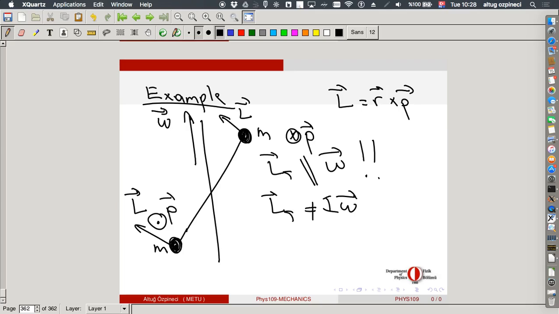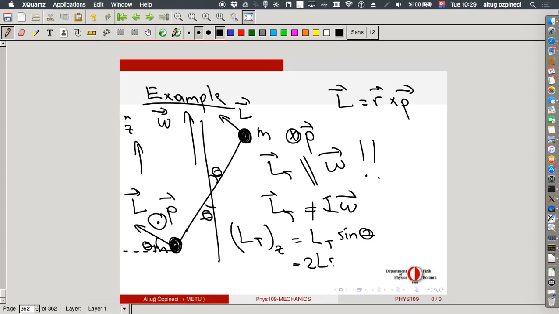Now we can still test one thing though. Let's call this axis our z-axis, and this is our angle theta. What is the z component of L, the total angular momentum? This angle is theta. This angle is theta. So the z component is L total times sine theta, or twice L sine theta.